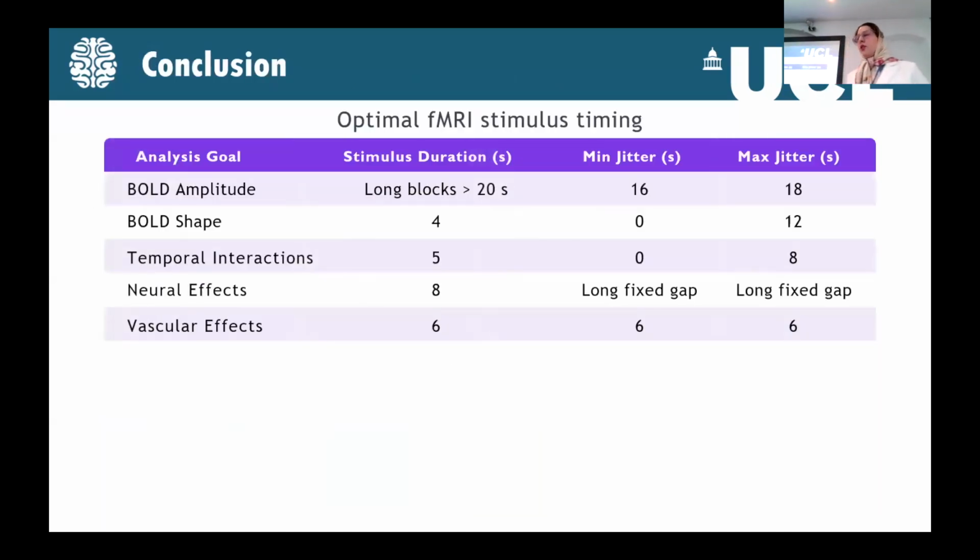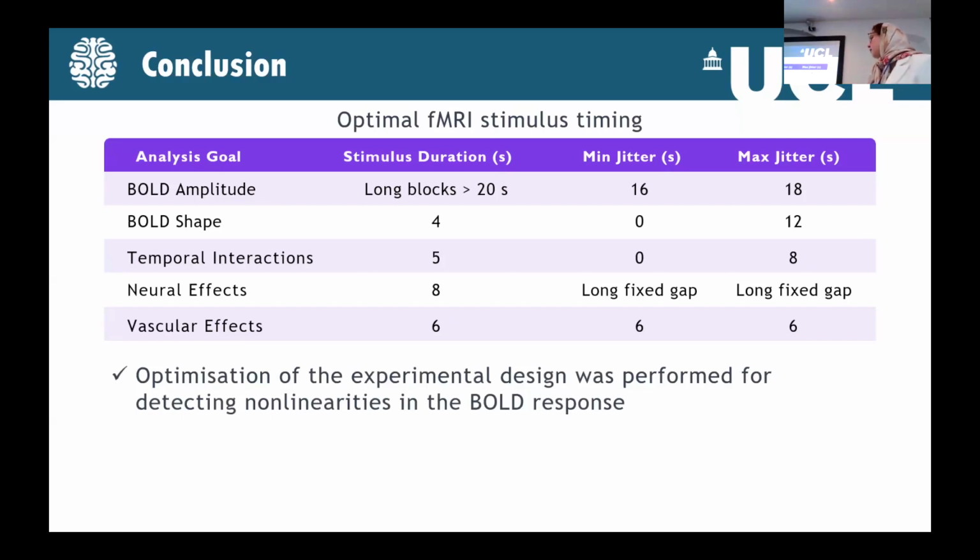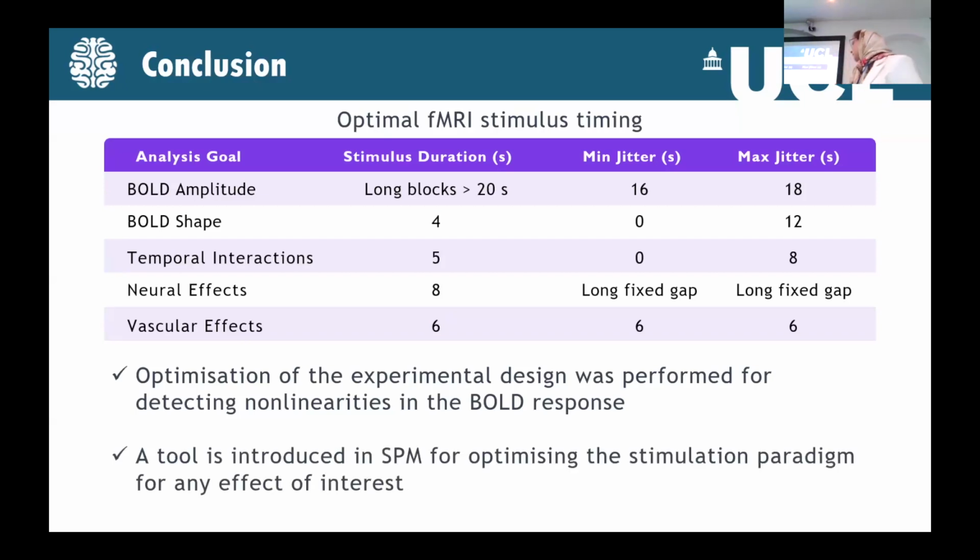So what is the big picture then? As you can see in this table, there is no single best design, but rather it depends on the analysis goal, on the model that you use, and on the effect of your interest. In this work, we could perform optimization of the experimental design for detecting the nonlinearities in the BOLD signal, and we could also introduce a tool in SPM that people can use to optimize and evaluate their stimulation paradigms for any effect of interest.